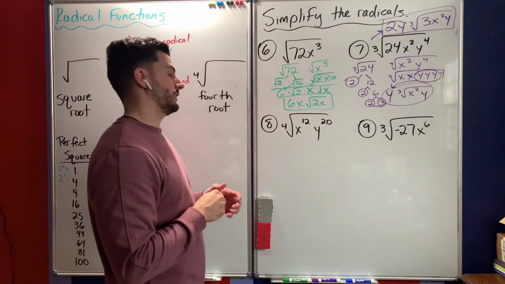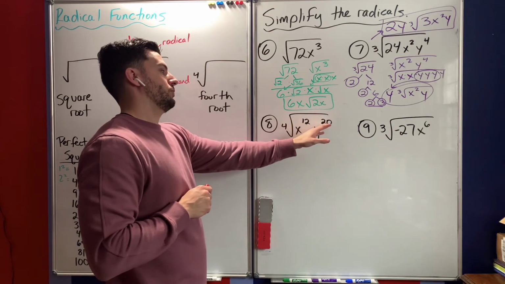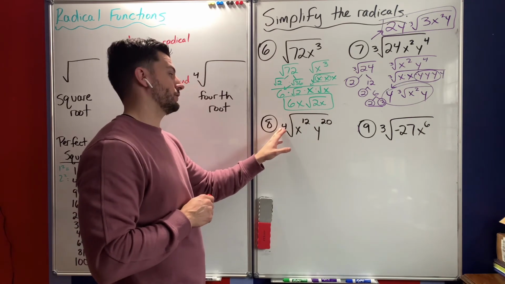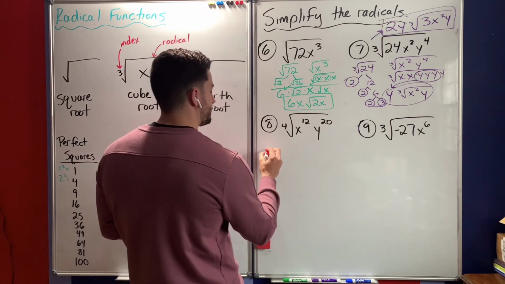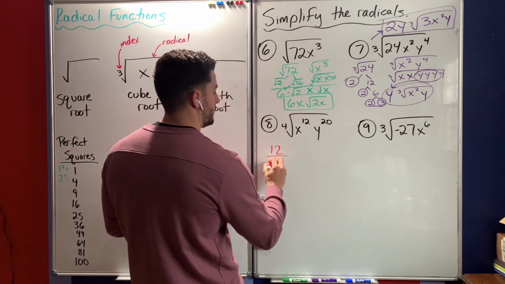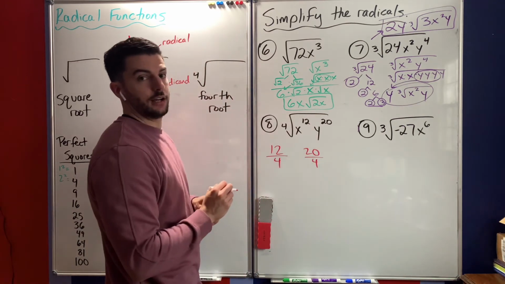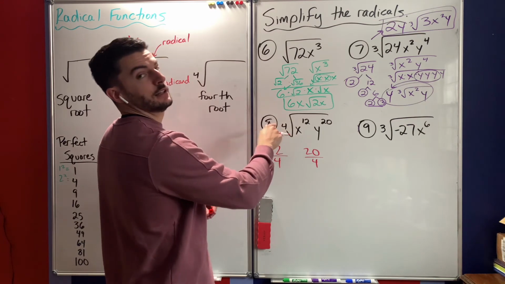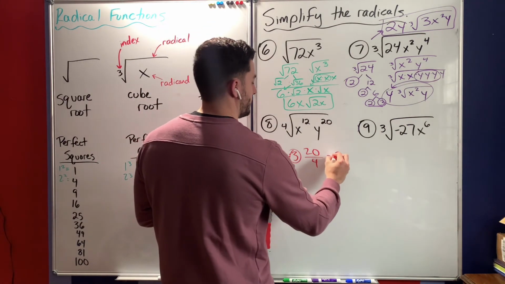But some of you, again, it helps to be good with your times tables here. You might notice that 12 and 20 are both divisible by 4, or 4 is a factor of both 12 and 20. So as a shortcut, you could divide both of your exponents by the index. 12 divided by 4 is 3, and 20 divided by 4 is 5.